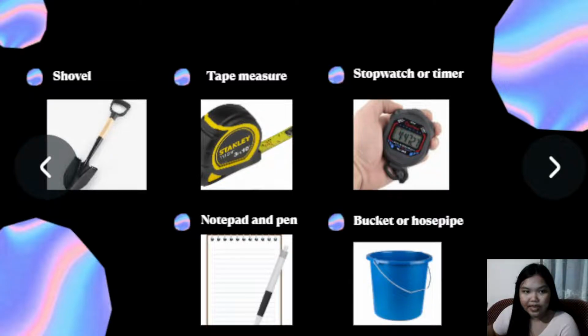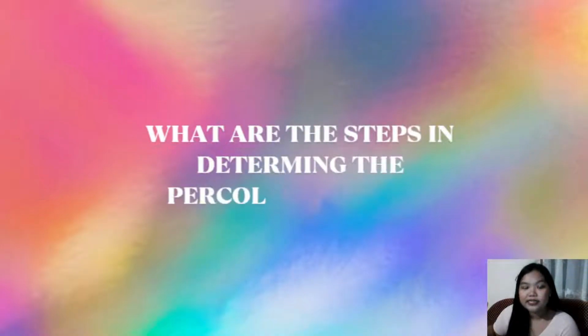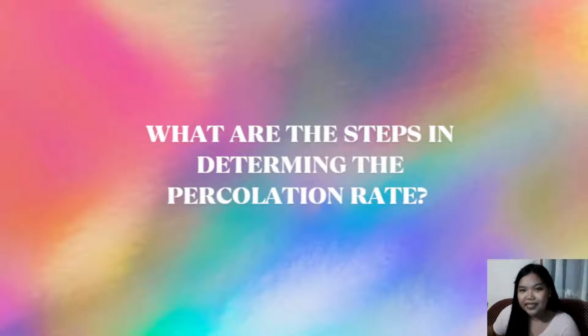Next, what are the steps in determining the percolation rate? The test itself is fairly simple, because we need to dig a hole of a certain size where your drainage field is going to be, fill it with water, and see how long it takes for the water to disappear. To get the most accurate result and do the test right, there's a bit more devil in the detail.